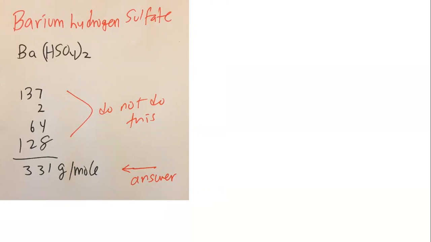Each barium is 137 grams per mole. There's 2 hydrogens. Each one is 1 gram, so it's 1 times 1. Take that back. It's 2 times 1 is 2 grams. There's 2 sulfurs. Each is 32 grams per mole, so there's a 64. And we have 8 oxygens, and 8 times 16 is 128. Don't do it this way. Do it the correct way. But the answer is 331 grams per mole.